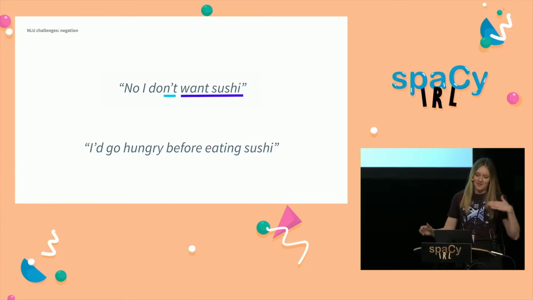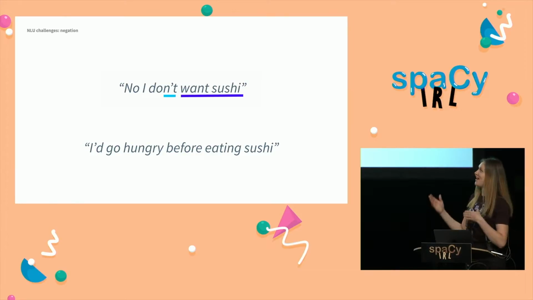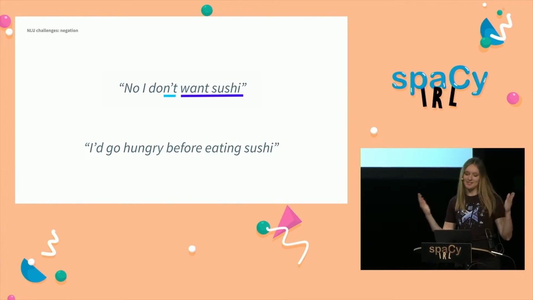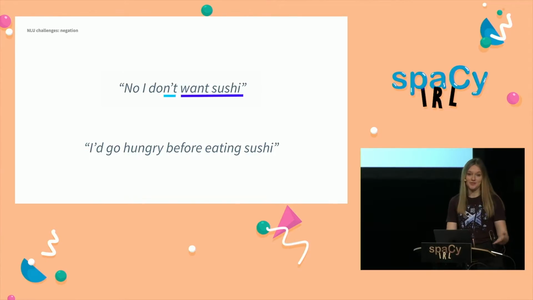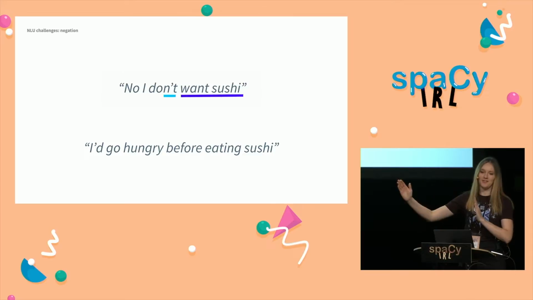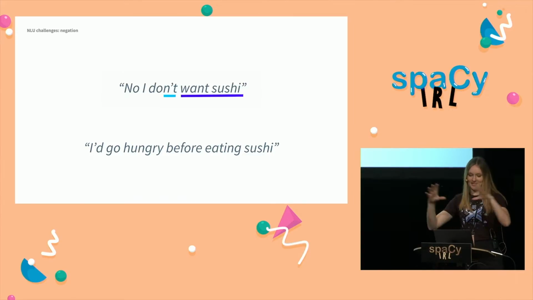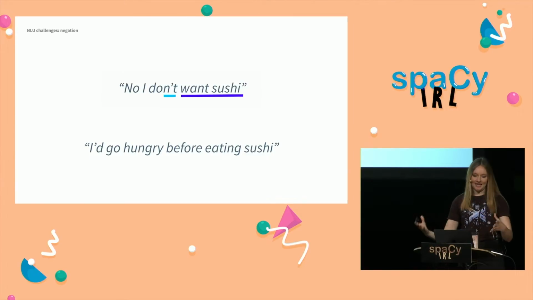Obviously, you can look at it in a very simple way. For example, when you have examples like this, no, I don't want sushi, you would say, yeah, it's pretty easy to identify and detect negation here, because what you can do is simply look for not or don't words in your sentence, and then find what is after that. And basically, this is the part of the sentence that is negated.